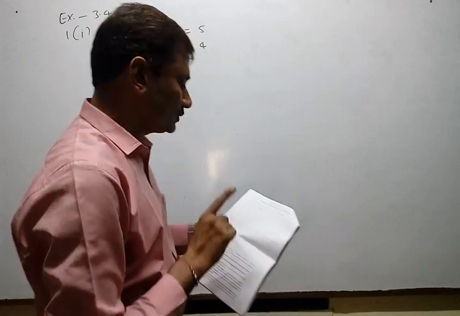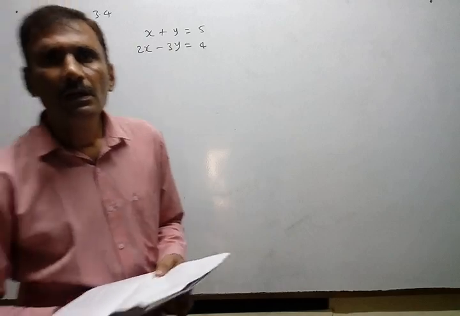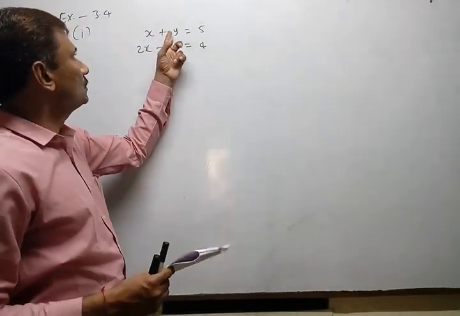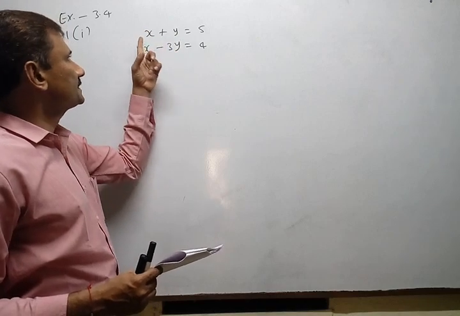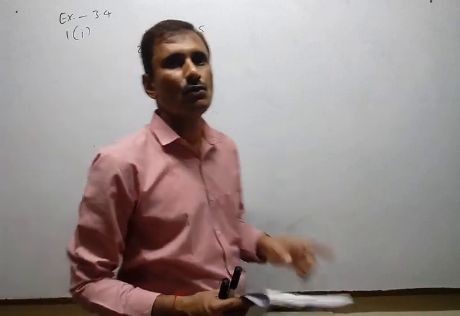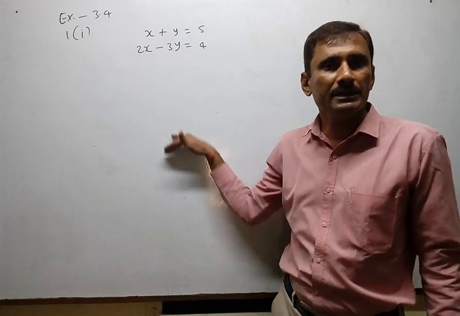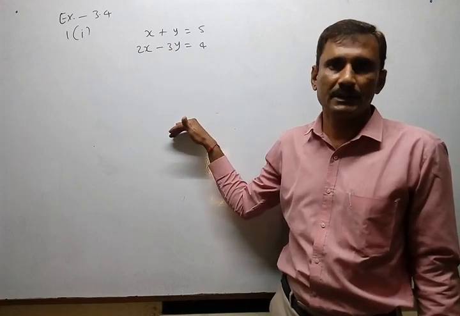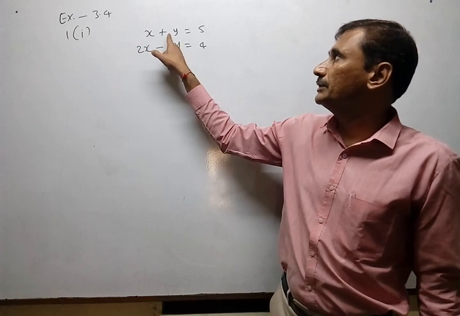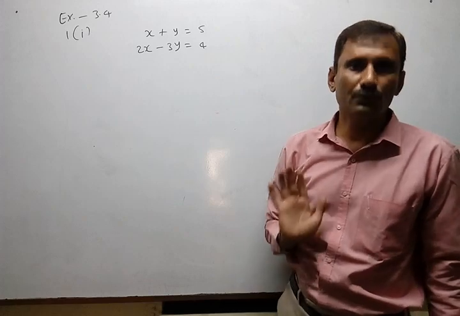Okay. So, first of all, what is the method? The method is first to look at the coefficient of either x or the coefficient of y. Any one variable's coefficient must be equal. Then only elimination method is applicable. So either you have to get here 2, otherwise here 3. Any one. That is up to you, whatever you want to do.